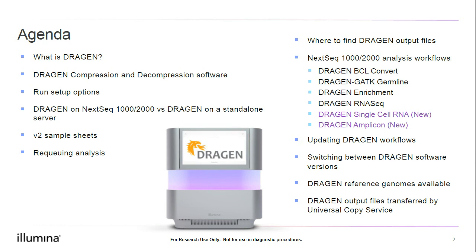The second section of this webinar will focus on what to expect once the DRAGEN analysis completes. This section will include discussions on the following topics of where to find DRAGEN output files, the NextSeq 1000 and 2000 analysis workflows, specifically our new workflows, DRAGEN single cell RNA and DRAGEN Amplicon, how to update your DRAGEN workflow, switching between the different DRAGEN software versions, the DRAGEN reference genomes available, and the DRAGEN output files transferred by Universal Copy Service.